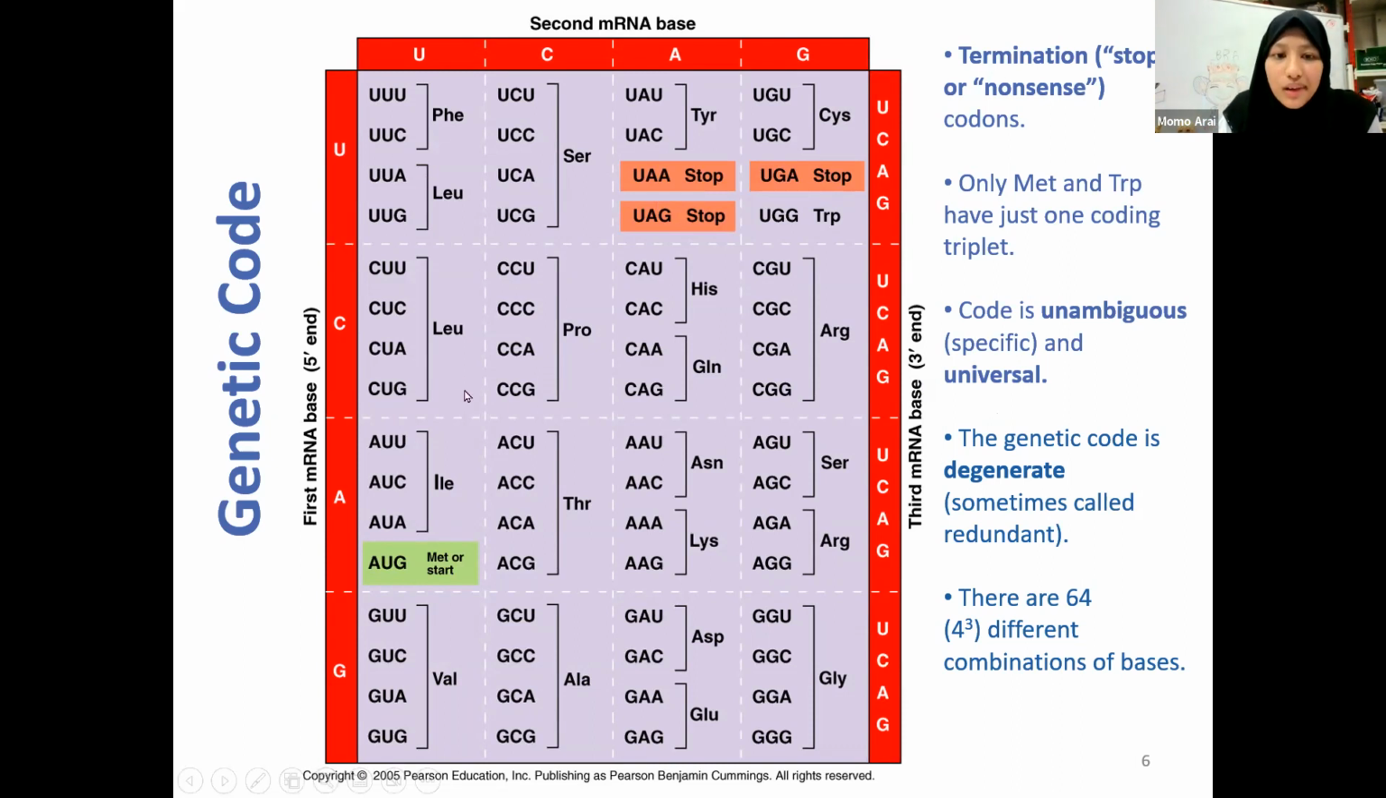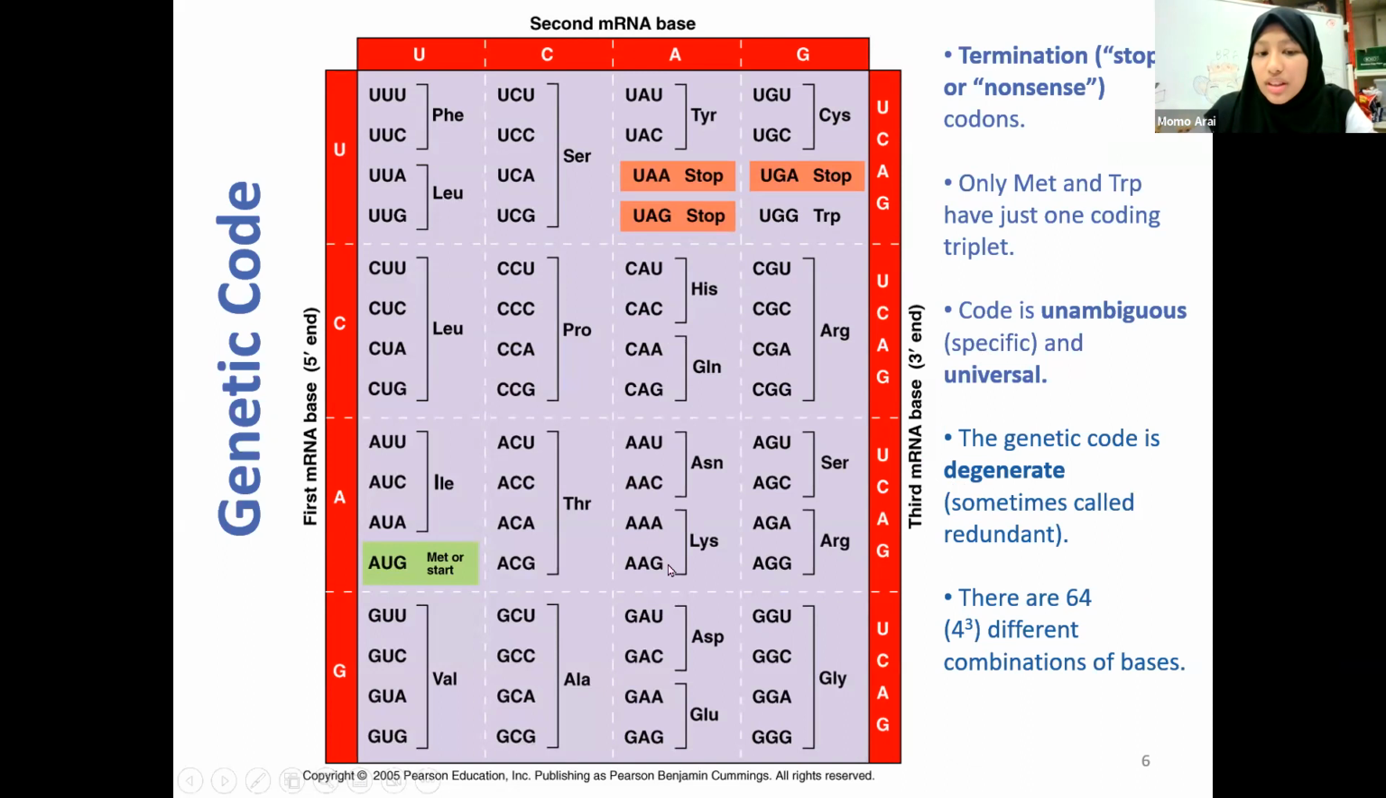So for example, in this one, CAU and CAC, even though they're different combinations, the last letter is different, they still code for histidine, which is an amino acid. So CAU and CAC code for the same amino acid. That's what degenerate means: the third base doesn't really matter, it can still code for the same one. So these are the three properties. Again, specific, universal, the same in all of our cells, and degenerate.